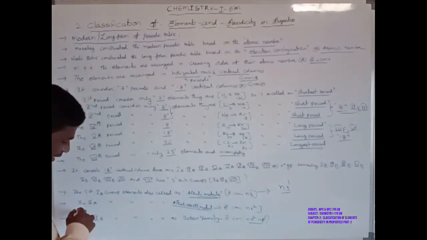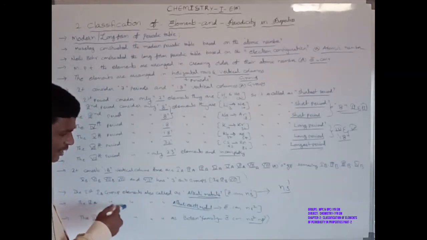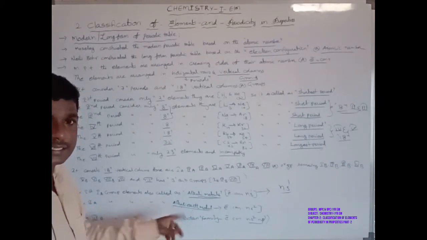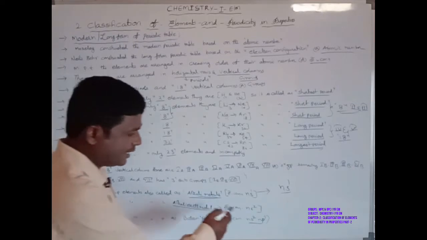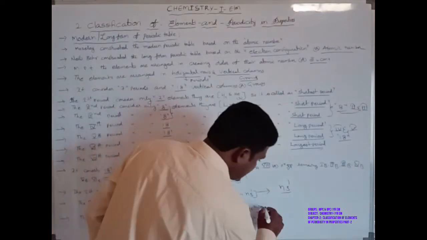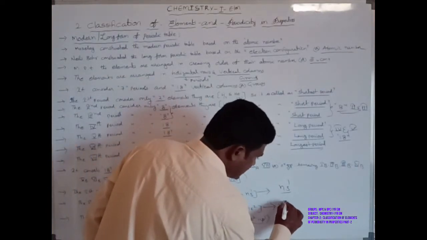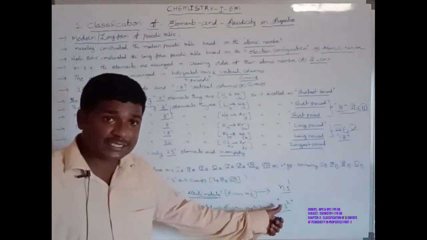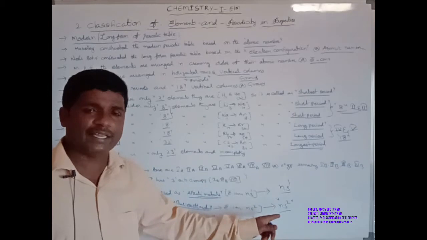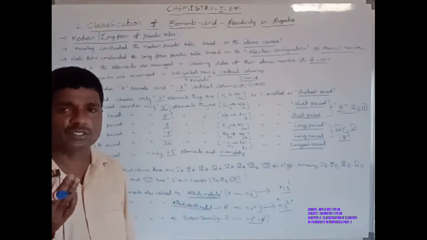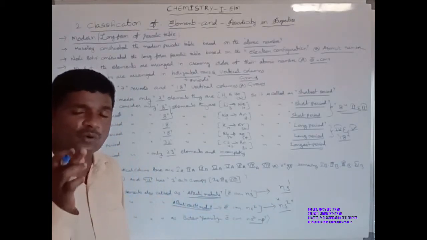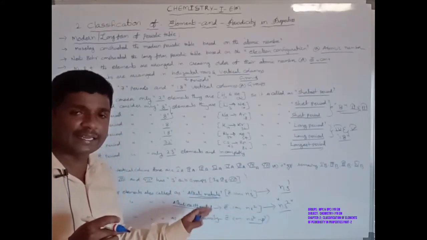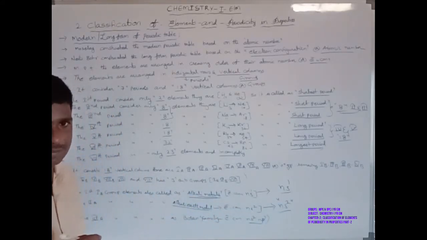The second A group elements are also called alkaline earth metals. The electron configuration is ns2. The outermost s orbital consists of only 2 electrons. That is why they are called alkaline earth metals, or second A group elements.